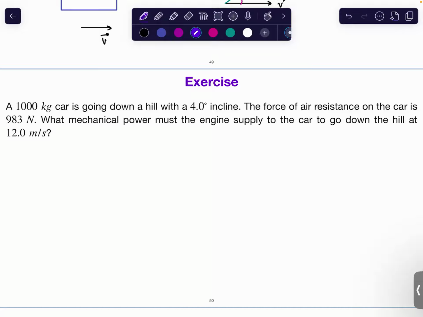How does it make sense? How does it make sense? And he's drawn the diagram. How does it make sense?